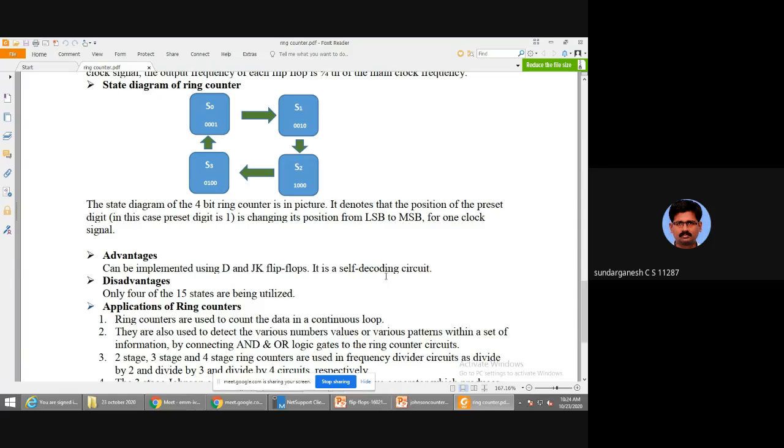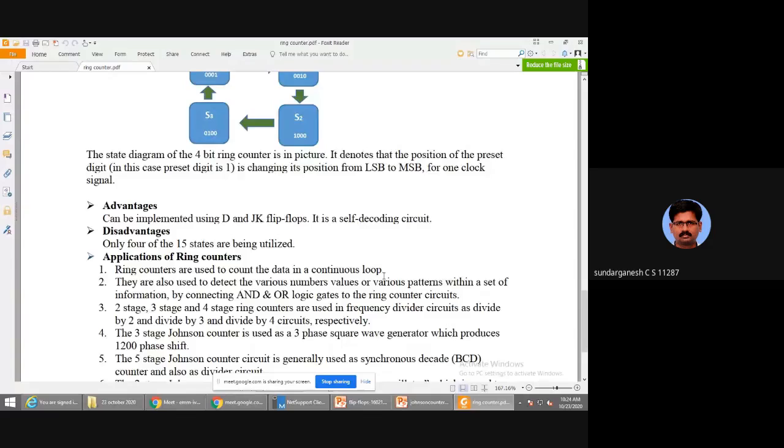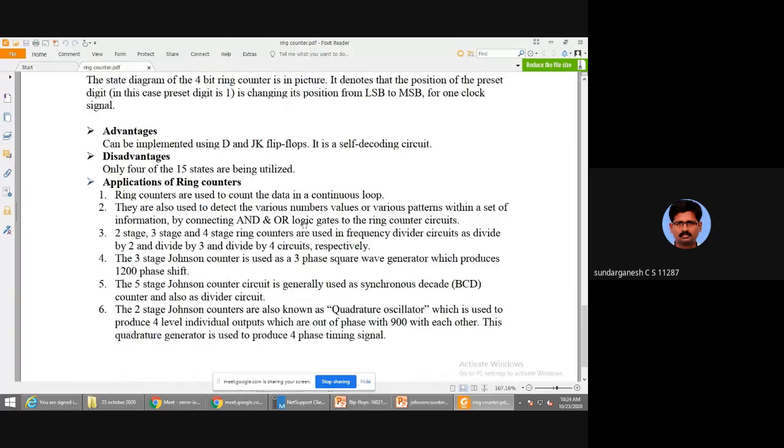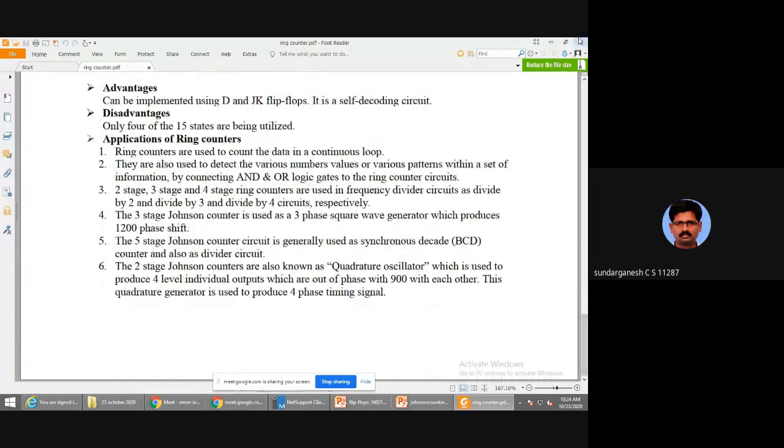Counters are widely used in many applications. Another application of this counter is the Johnson counter. It is a slight modification of this counter. We will see the Johnson counter in the next PPT.